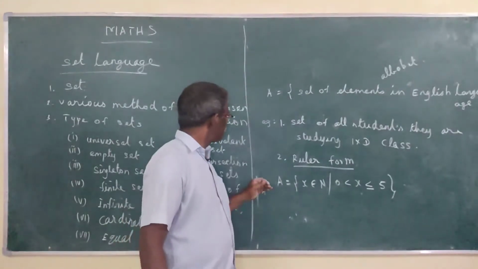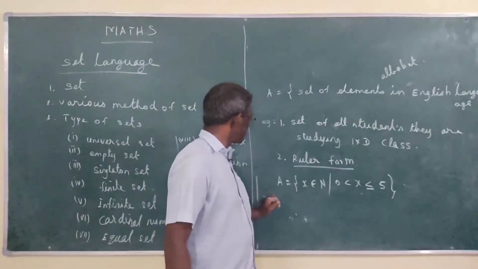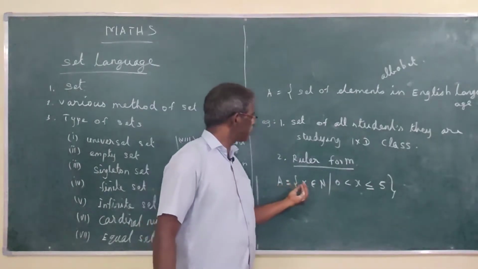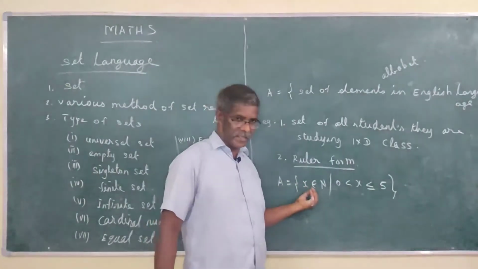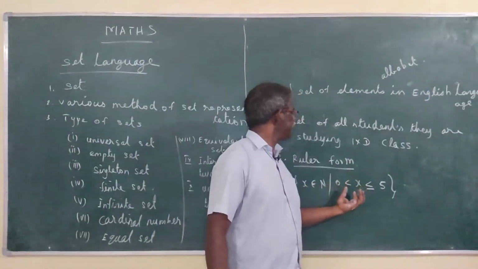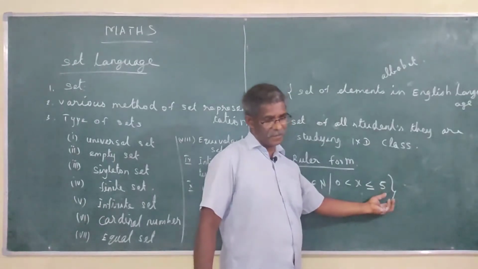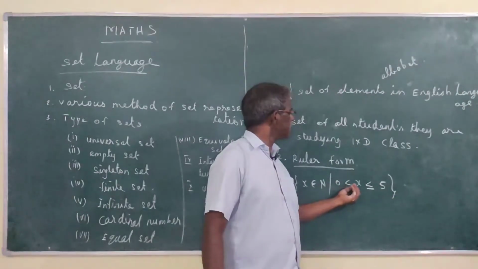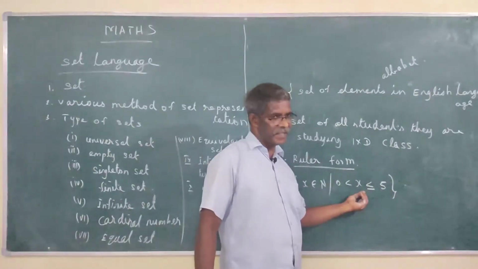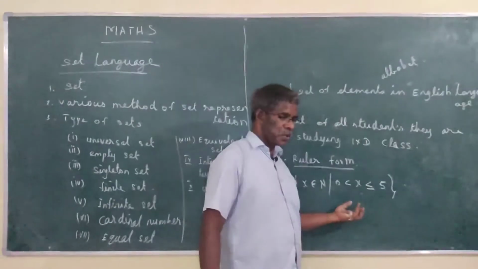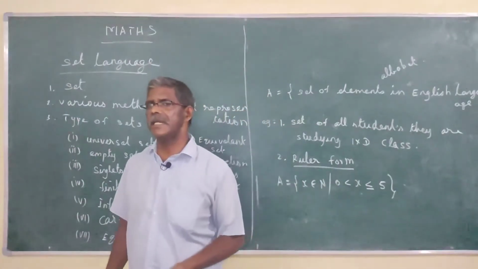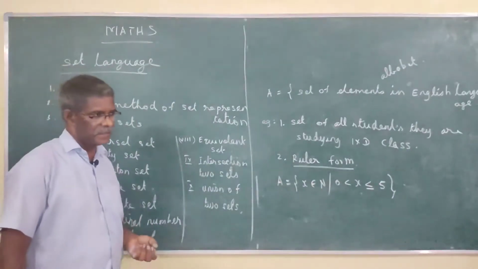The reason is that they are giving the elements by using some condition. What is the condition? x is an element of natural numbers, and x is between 0 and 5, that means greater than 0 and less than or equal to 5. We can easily identify the elements 1, 2, 3, 4, 5. That's why this method is called a ruler method.